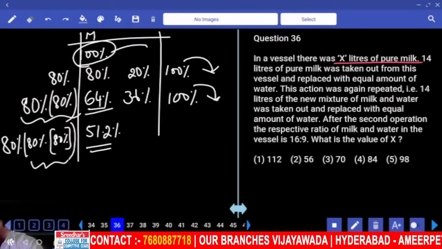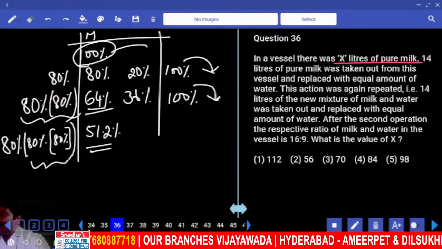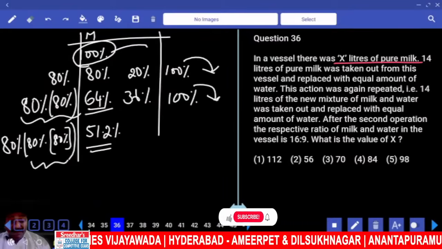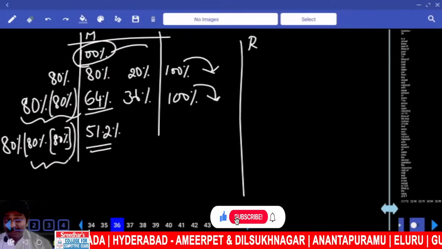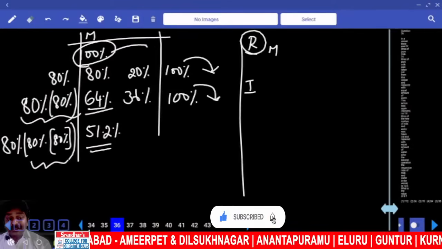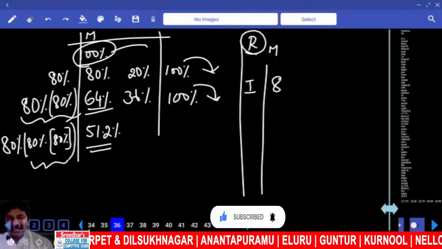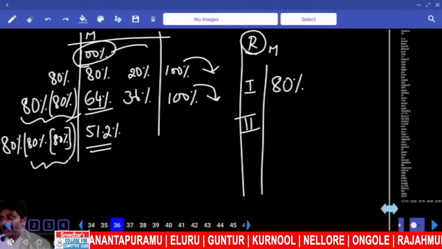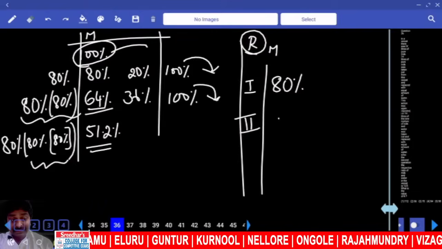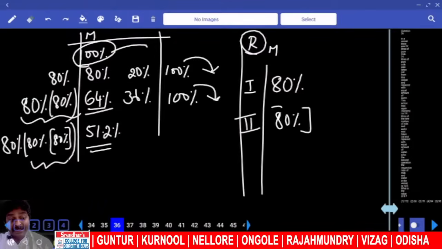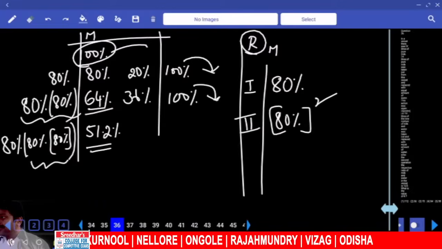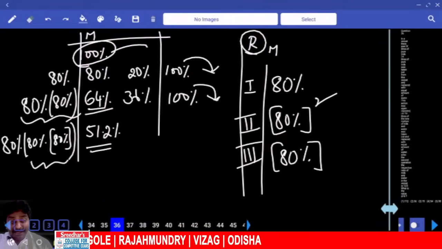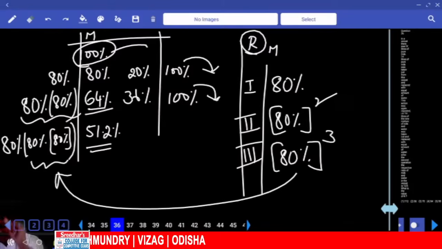Are you fine? The point I wanted to convey now is, if 20% is taken out, be careful, the remaining milk after the first transaction will be 80%. If this process is done one more time, after the second replacement, that will be equal to 80% whole square. After the third replacement, that will be equal to 80% whole cube. The reason is this much.